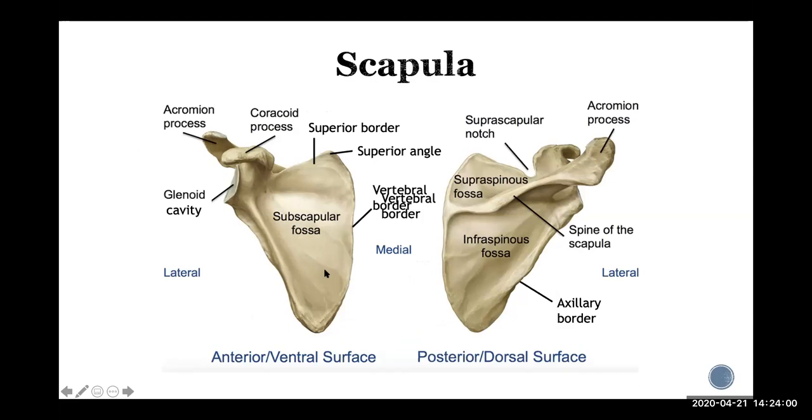The other major part of your pectoral girdle is the scapula, of course. Scapula is singular; scapulae, if you add an E at the end, makes it plural, so you have two scapulae. And we've got a bunch of markings that we're going to want to know.